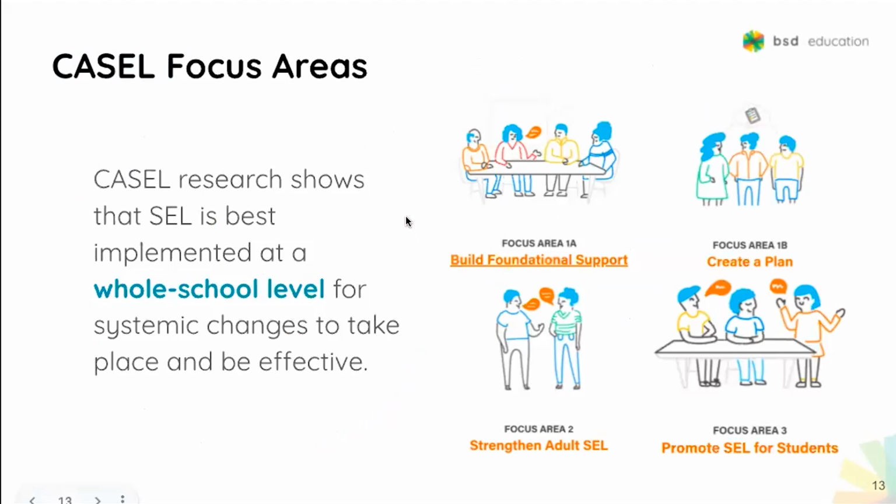All right, so where does this all begin? How do we get started? CASEL believes that when we take a whole school level approach, you're going to be more effective. So the first thing that you actually want to do is build foundational support. Here's where you gather your group of teachers that have buy-in to the CASEL framework, and you start that committee and start building on ideas. And then you create a plan.